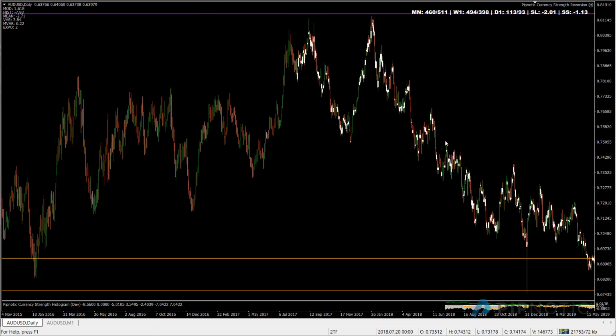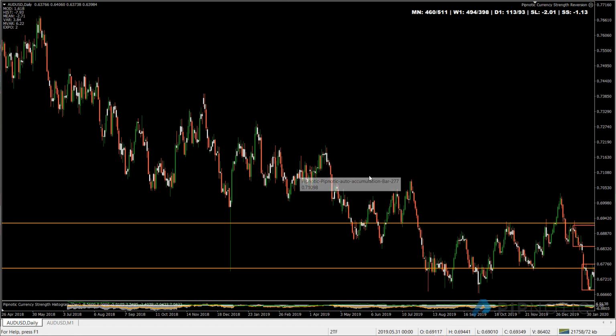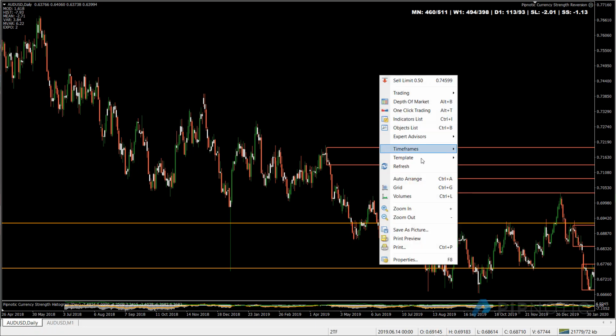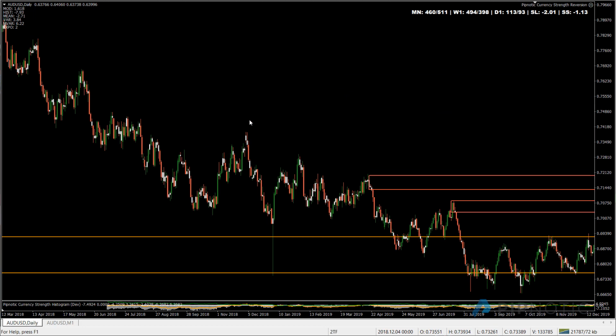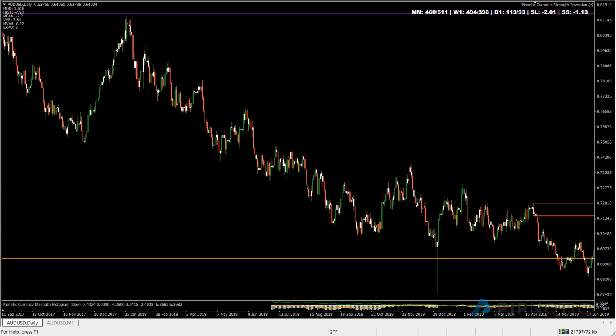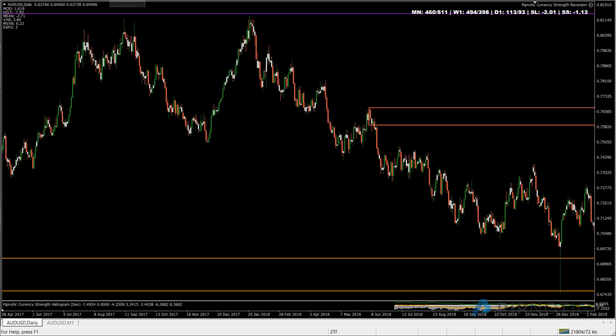So if we have a look here, we can see these areas all over the place. We scroll back, there's nothing really in here. We do have something here. Okay, we have something here, which has been tested once. This one was almost tested. But if we continue to move left, there's nothing really here until we get back to here. Got something here. And we have a couple of other things here.